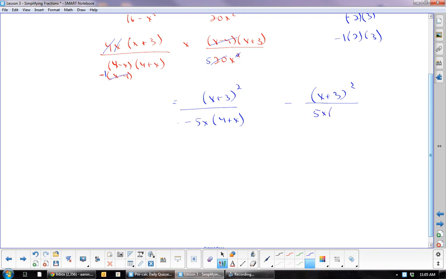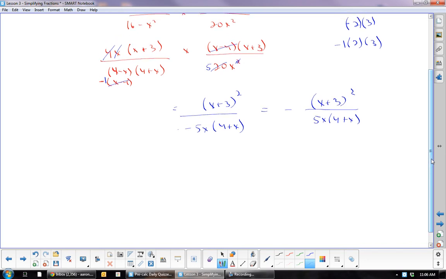And always look at your final step. See, the way I had done this, I actually multiplied the 4x in and the 20x, and then I canceled the last step. So wherever you stop, make sure you do a double check.